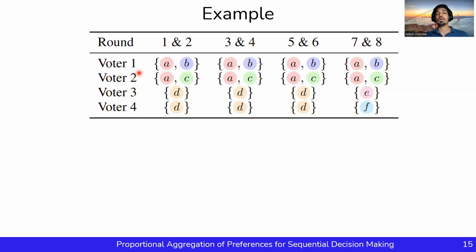Actually, voter 1 approves A and B throughout all the rounds, and voter 2 approves A and C throughout all the rounds. And similarly for voters 3 and 4, but they differ in the last 2 rounds, where voter 3 approves E and voter 4 approves F.